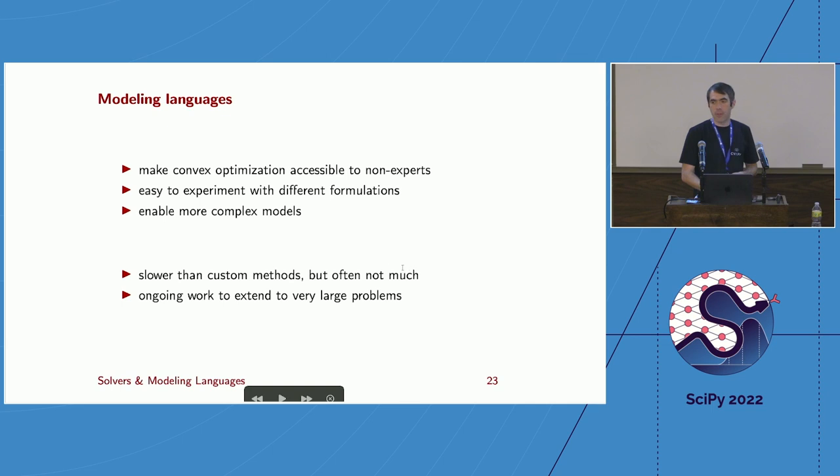And there may be some losses in terms of trade-offs. It may be slower than if you knew exactly what you wanted and just wrote a custom method. Yeah, it probably will be faster, but not by much necessarily. It depends on the application. If it's something that people have really worked on for a super long time, then there may be very specialized solvers.